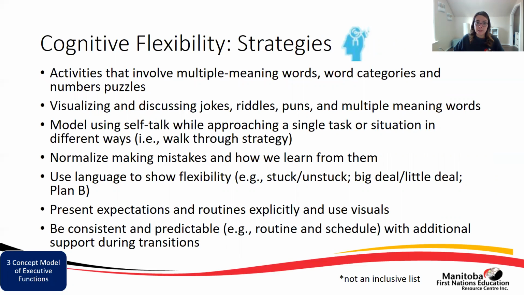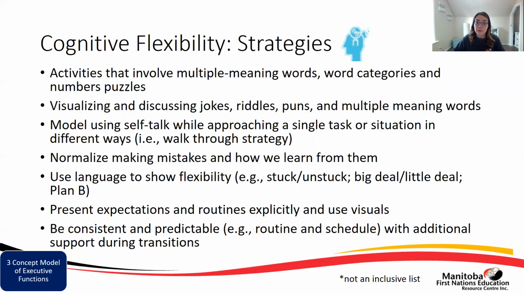So these are some strategies. You can do activities that involve multiple meaning words, word categories, and number puzzles. Visualizing and discussing jokes, riddles, puns, multiple meaning words, just to increase their flexibility of different meanings. Model using self-talk while approaching a single task or situation in different ways. So this would be yourself as the teacher or the guardian or whoever, the adult, that uses the walkthrough strategy. So when you approach a problem, you talk out loud about the different solutions you could take.